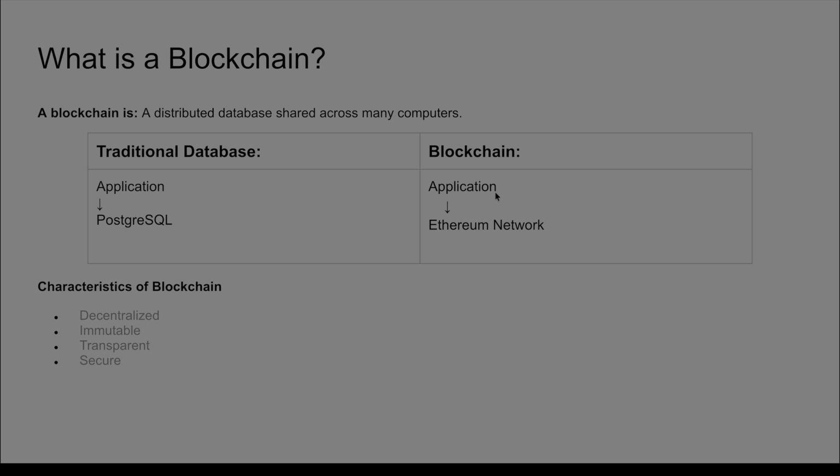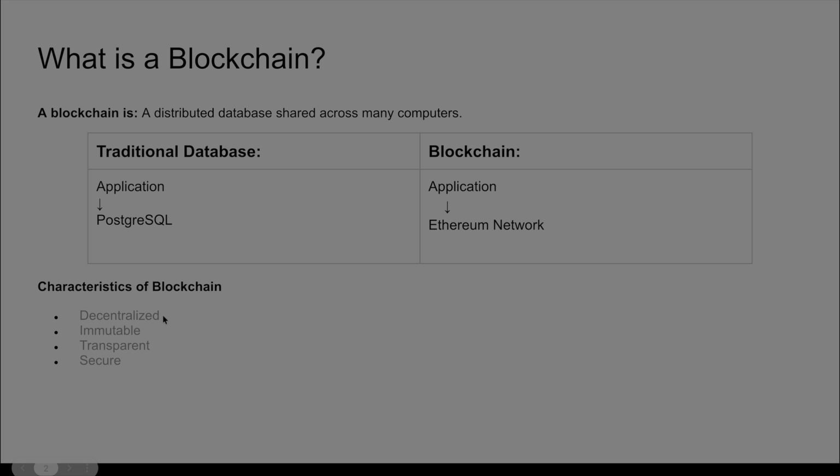But on the blockchain, on the other hand, you're not dealing with Postgres or a traditional database. You're dealing with the blockchain network. For this example, we're going to use the Ethereum network. From your application, whatever information or data you are storing, you send it to the blockchain network. You store it there, and there are characteristics of this blockchain network, which number one is that it is decentralized.